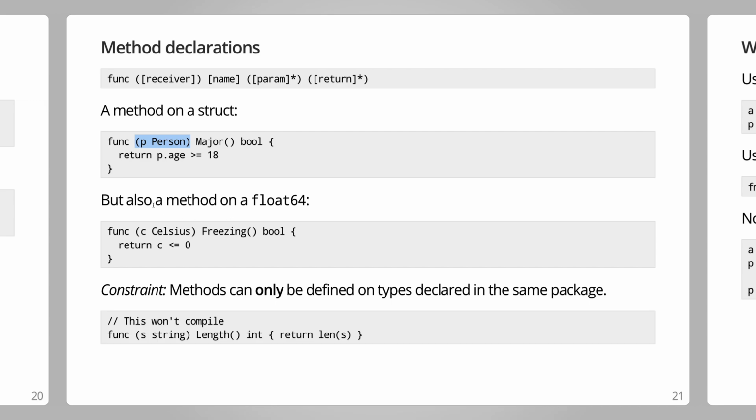All right, so we can also add methods to primitive types like float64 by doing it via a custom defined type, like this custom defined float64 Celsius here. So we can create a function, or a method, freezing that checks whether or not a given Celsius value C is less than or equal to 0.